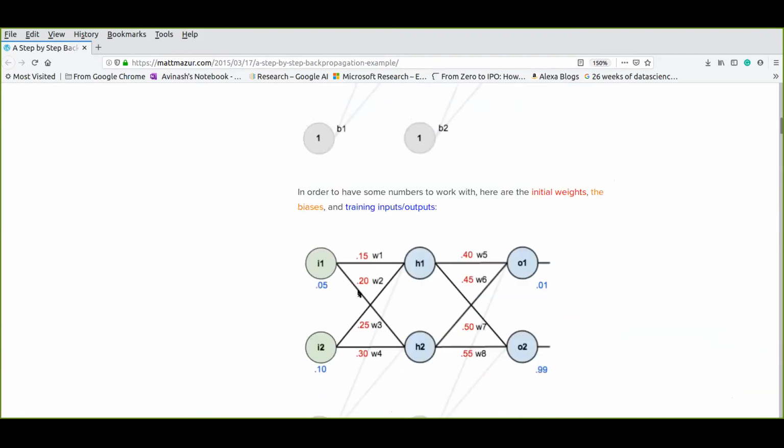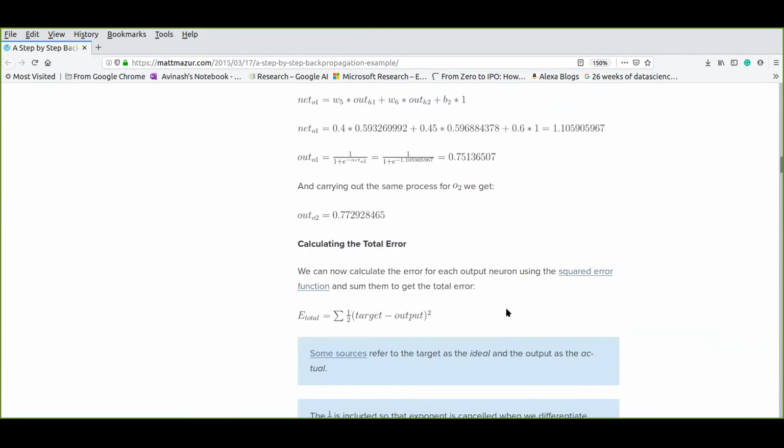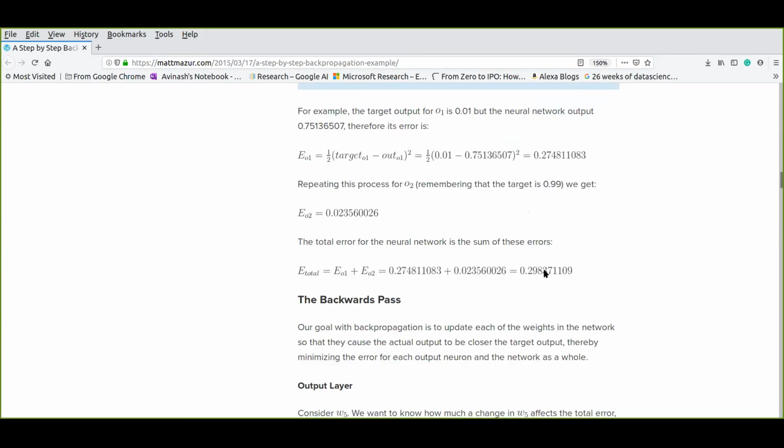So when we started with these weights, 0.15, 0.20, and so on, this is the error that was recorded, 0.29. Now we have the error, which means we have finished our forward propagation. This error now has to be back propagated, and all the randomly initialized weights have to be updated accordingly. Now let's see how the backward pass works.